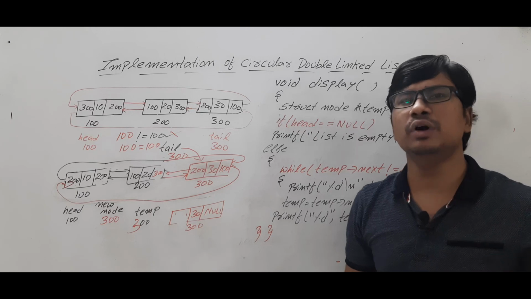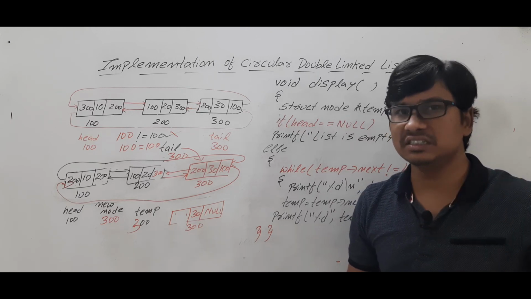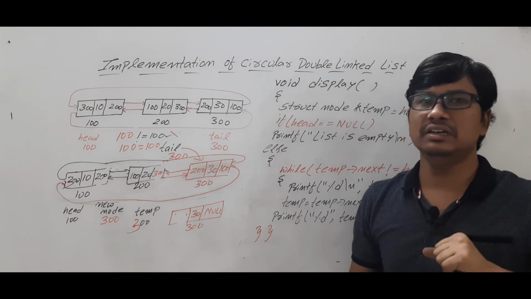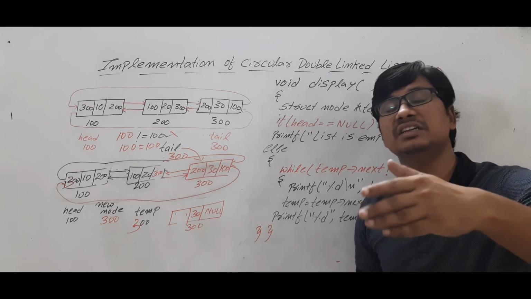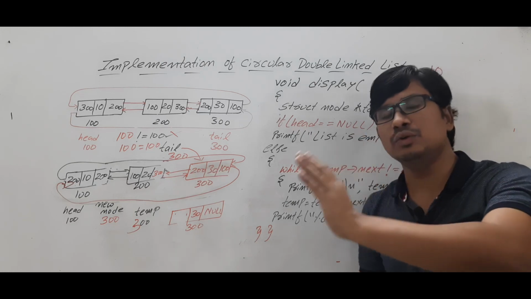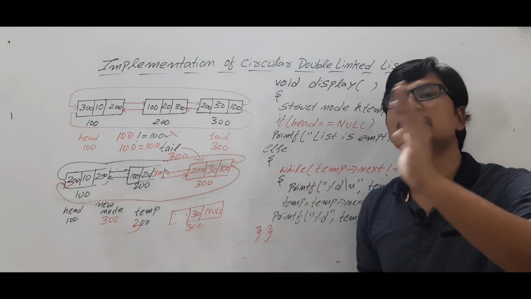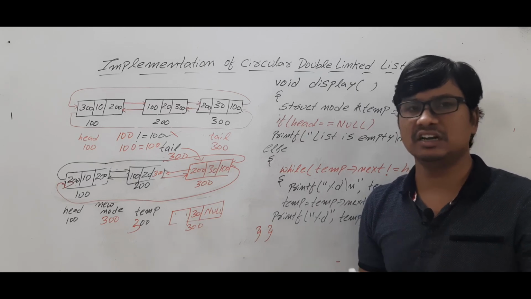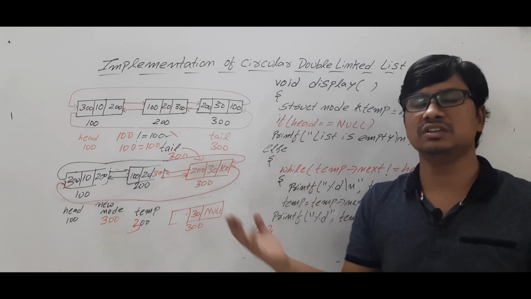In the next video, I will discuss how we can insert nodes in the circular double linked list in specified cases. One is to insert a node at the beginning, insert a node at the end, and insert a node after a specified position. So if you want to learn about insertion in the circular double linked list, I request you to watch the next video.